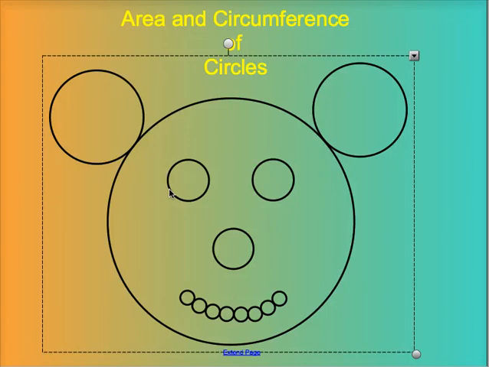Okay, in this lesson we're going to find the area and circumference of a circle. We're also going to look at some examples where we're given the circumference, and we're going to find either the missing radius or the missing diameter, depending on what the problem is asking for. So let's take a look at some of these examples.